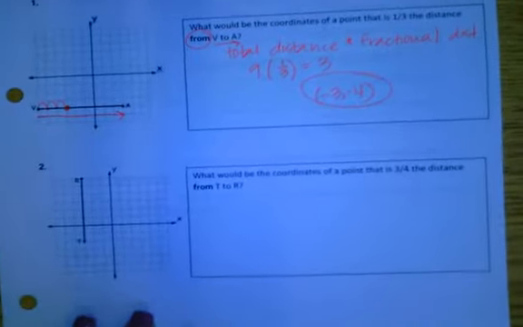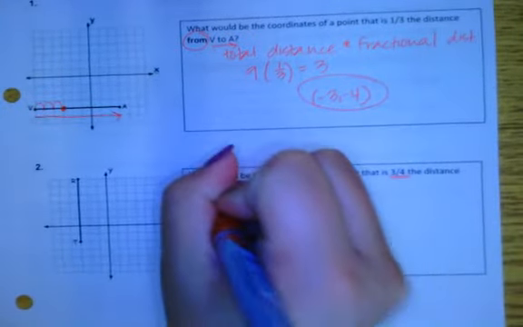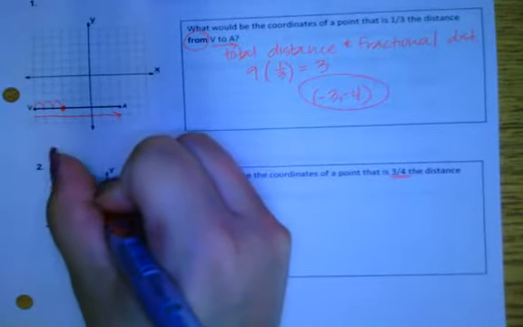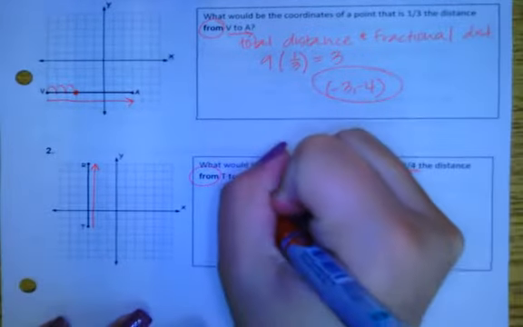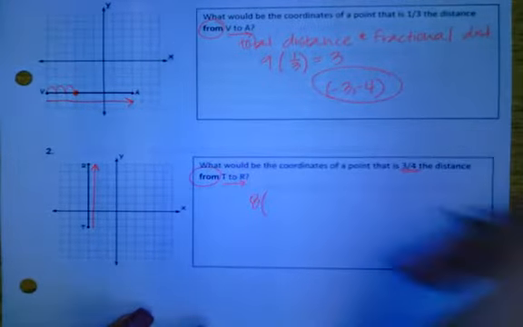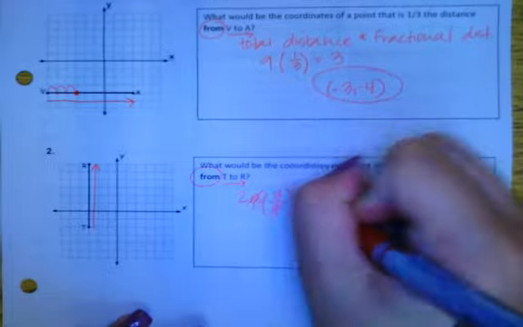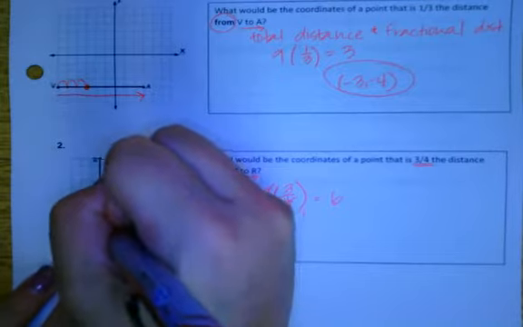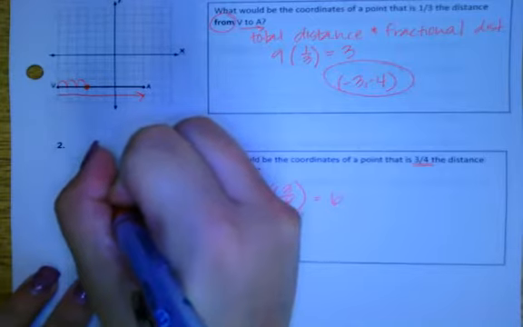Okay. Number 2, what would be the coordinates of a point that is 3/4 the distance from T to R? So from T moving towards R. Okay, what do I need to calculate first? Total distance, which is what? 8, and my fractional distance is? Okay, 8 times 3/4 is going to give you what? 6. Okay, what point am I starting at? And moving towards R, so 1, 2, 3, 4, 5, 6.